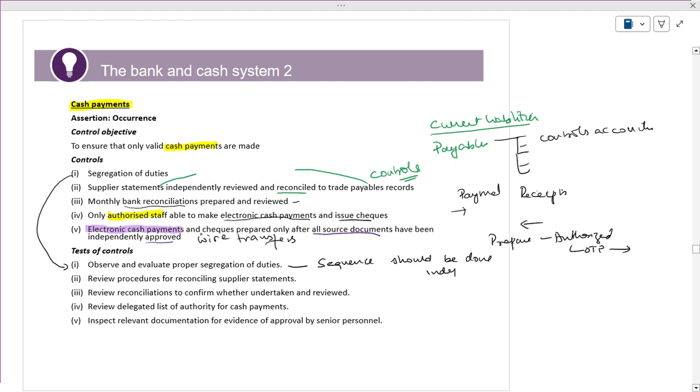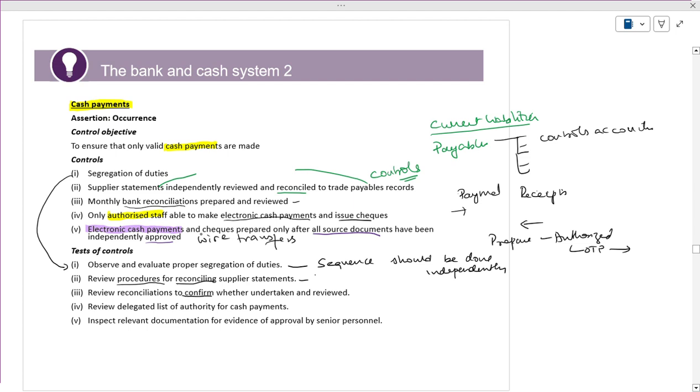This should be done independently. Review of procedures for reconciling supplier statements. Again, when you are making supplier statements, you have to review the reconciliation of the suppliers. Review of the reconciliation to confirm means you have to know what the procedures of reconciliation are, and somebody else has to be there to confirm whether the one will do the reconciliation.